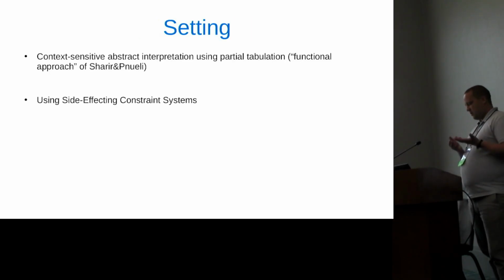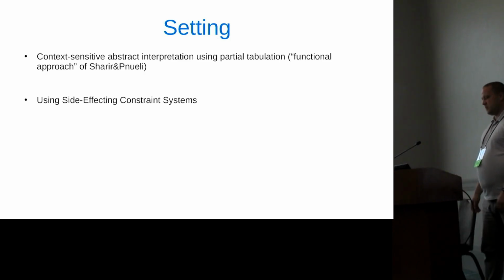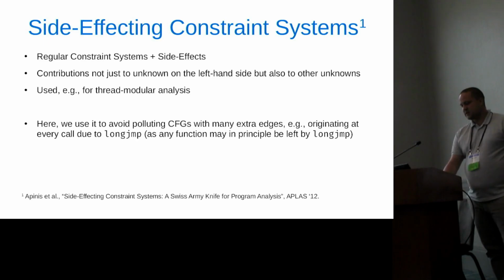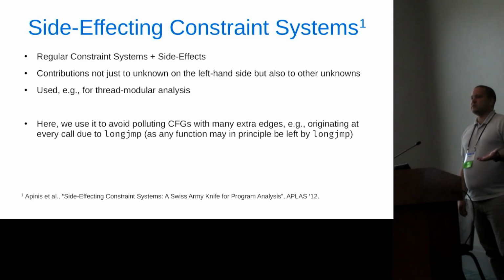Okay, so then our analysis happens in a setting where we are doing context-sensitive abstract interpretation, and we're doing this partial tabulation. If you think back to Cousot and Cousot, this is their functional approach. And we are formulating this entire thing using side-effecting constraint systems. Now, what are side-effecting constraint systems?